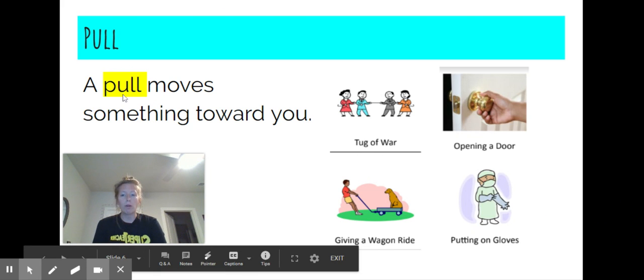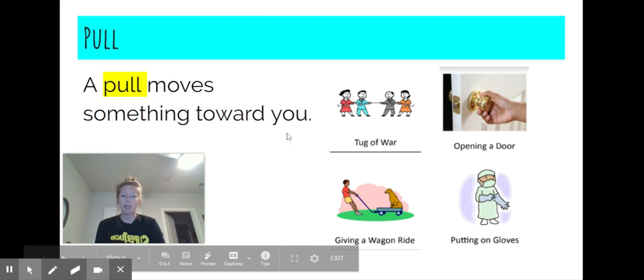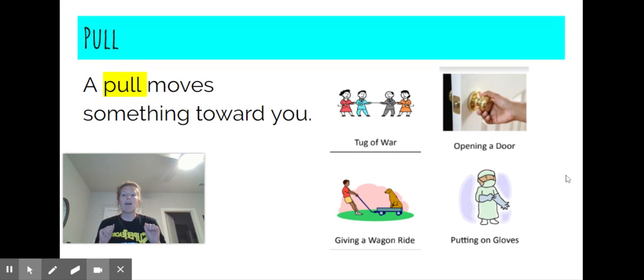Now, a pull moves something toward you. So instead of pushing something away from you, you are pulling it towards you. And here are our examples. When you're playing tug of war, you are trying so hard to pull the rope as hard as you can. You are pulling the rope towards you. Then we see somebody opening a door. They are pulling on the door to open it.